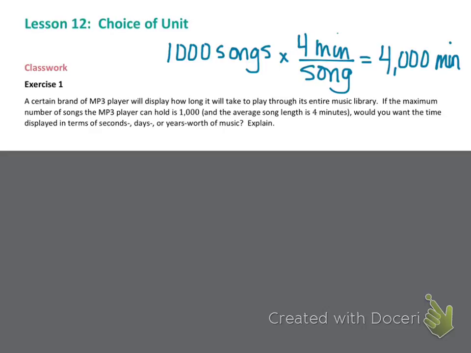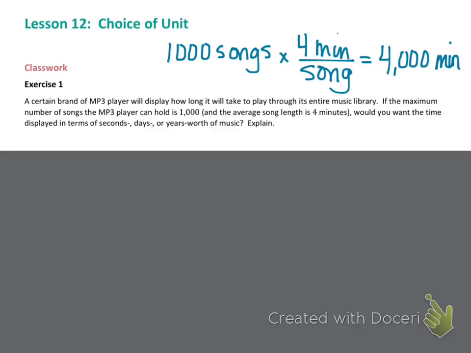Okay, exercise 1 asks us about the unit of time. So we've got 1,000 songs on an MP3 player, and the average song length is 4 minutes. I've done the math up top here, and so that would be 4,000 minutes of music.